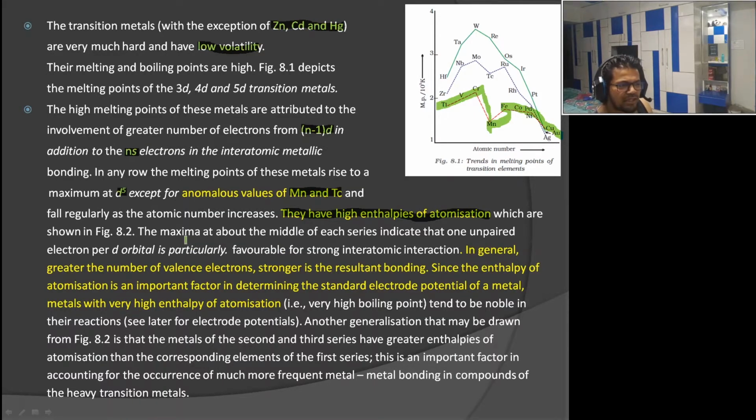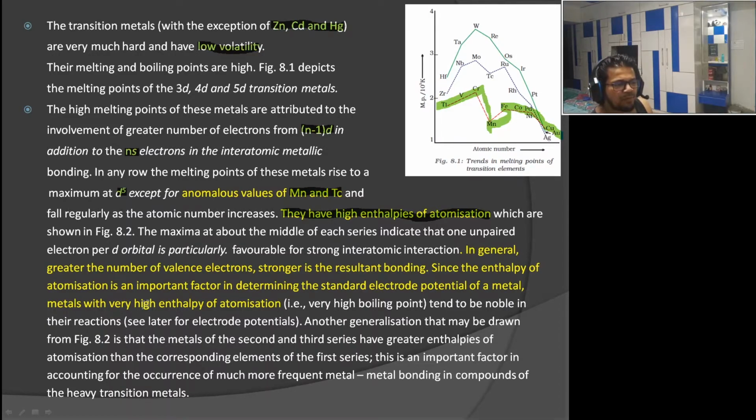They have high values of enthalpy of atomization. That's what it says. And the maxima is about the middle of each series, which indicates that there is 1 unpaired electron per d orbital, favorable for strong interatomic attraction. Meaning, till that part of d5, one electron is going in, and it increases till the maxima and then it decreases. In general, this is the important point: greater the number of valence electrons, stronger is the resulting bonding.